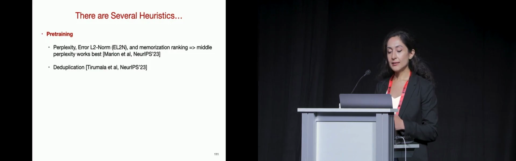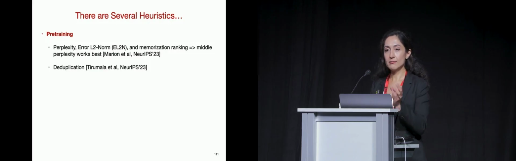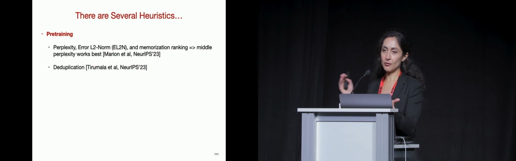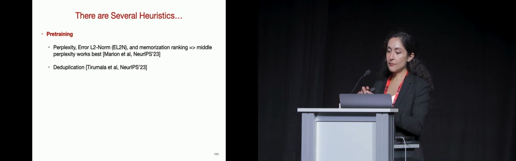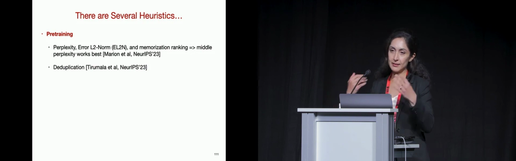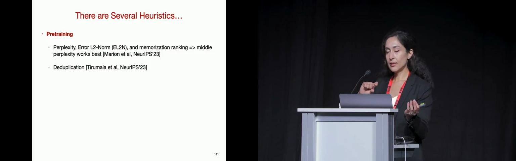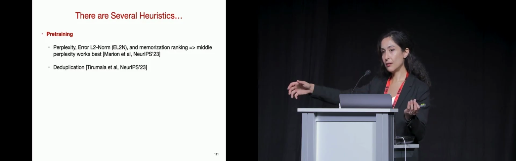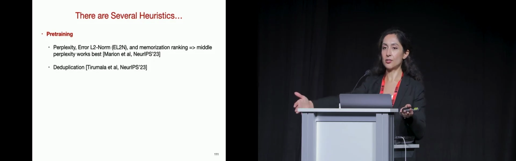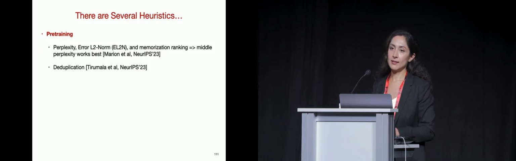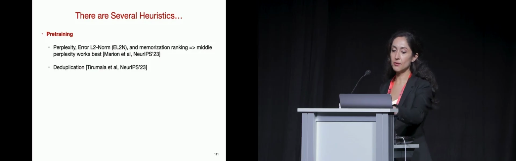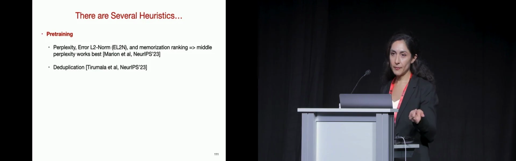Memorization ranking says that for a given question, like the generated answer, let's see if this example exists in the training data, and how many of the generated keywords exactly match the data that exists in the training data. So that is memorization ranking, and people figured out the examples with middle perplexity work best.